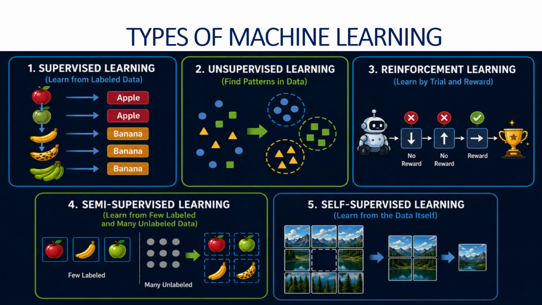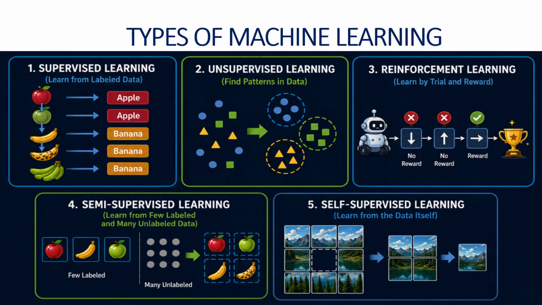Machine learning has five main types, and each one learns in a different way. Supervised learning learns from labeled examples to make predictions. Unsupervised learning finds hidden patterns in unlabeled data. Reinforcement learning learns by trial and error, earning rewards for good decisions.